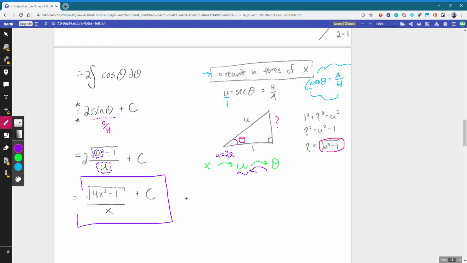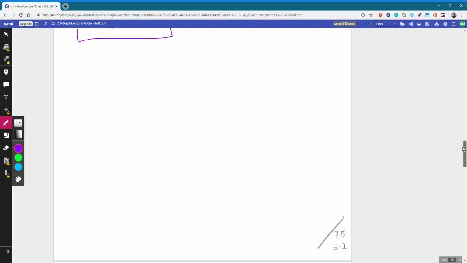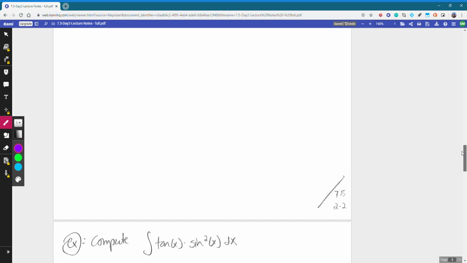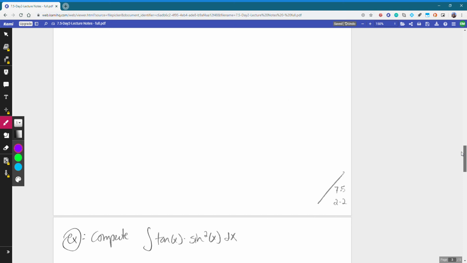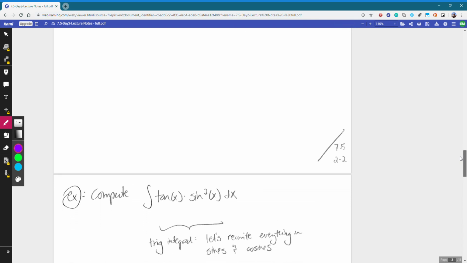All right, well, let's move on to integral number 2. I guess it's number 5 on the worksheet. And so this one, right away, the trig is staring right at us. And so this is one of our trig integrals.